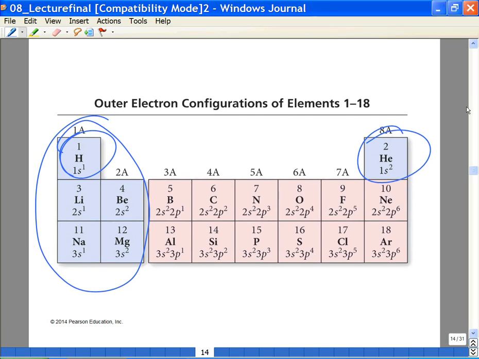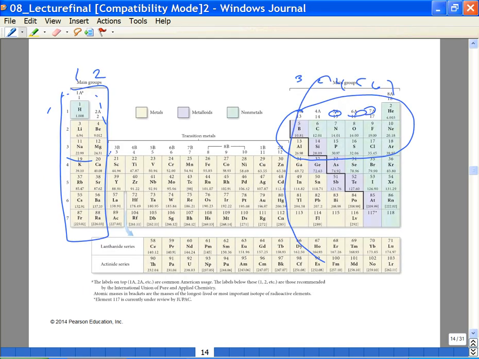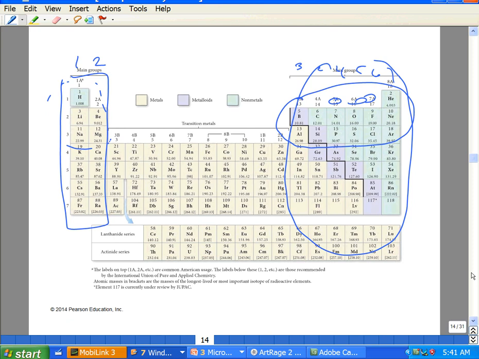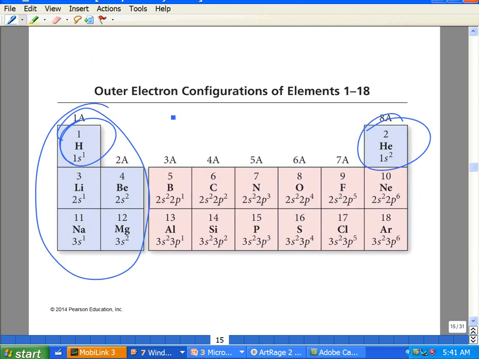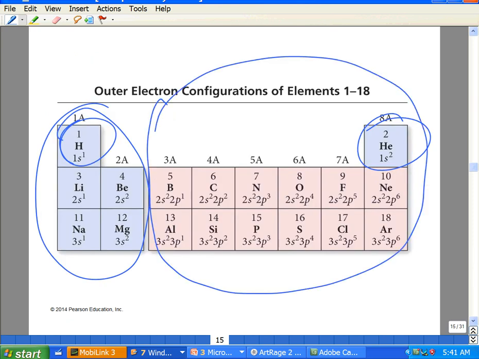So basically, hydrogen and helium are pretty much always going to be the exceptions because they have so few electrons. It's only going to occupy the s orbital. But everything over here is our s block. Everything over here is our p block. And if you look at this slide, you can see why. The highest number of electrons filled here is 2s. The highest number of electrons filled in everything over here is 2p.